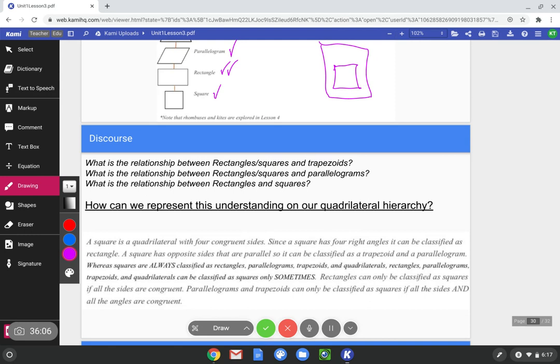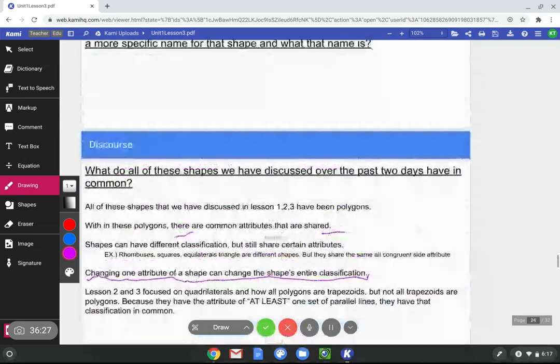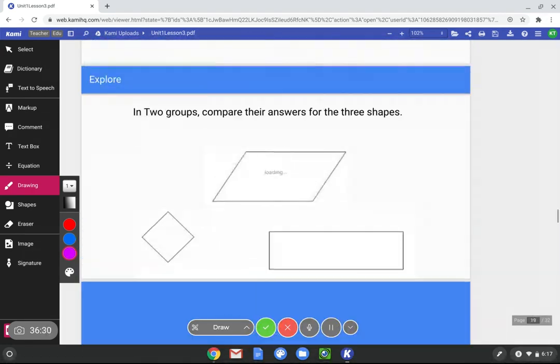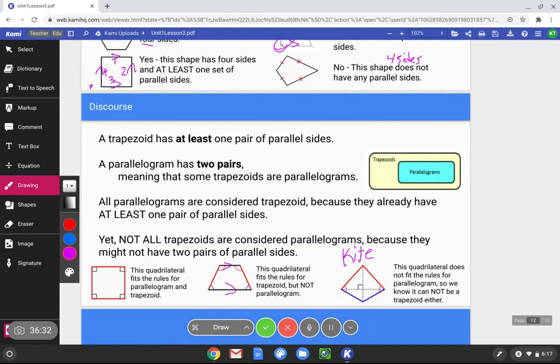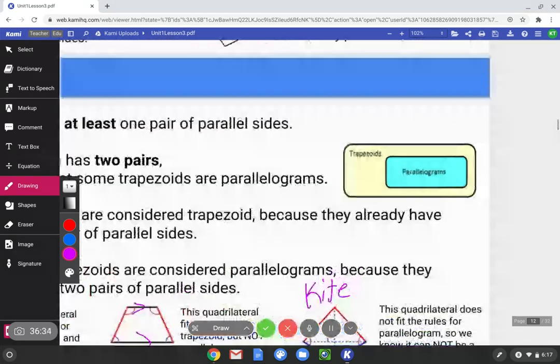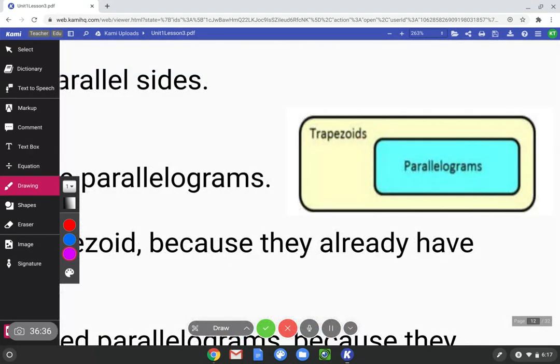Rectangles can only be classified as squares if all the sides are congruent. Parallelograms and trapezoids can only be classified as squares if all the sides and all the angles are congruent. So that's a lot to take in. So let's break that down. We have to go back a bit. So what that paragraph was saying is what this image is expressing.